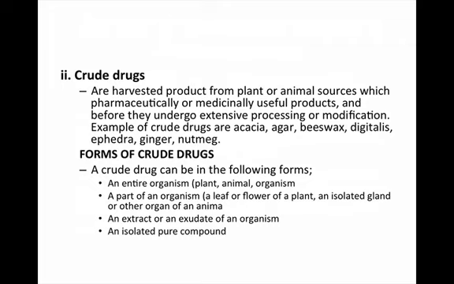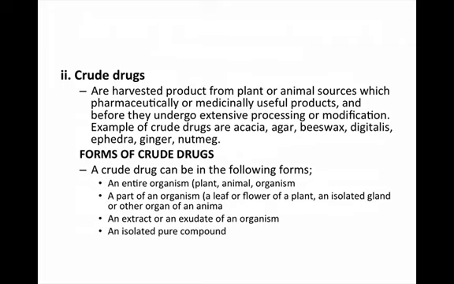Then baada ya kuona maana ya neno crude drugs, let us go on to the forms of crude drug. Tunapoongelea forms of crude drug, tunaongelea miundo ambapo unaweza kuikuta hiyo crude drugs. So crude drugs can be obtained in the following forms. One can be an entire organism. Anaweza kuwa organism mzima, that means plant, yani mmea mzima, au animals au mineral, yani anaweza kuwa entire organism or the whole organism.